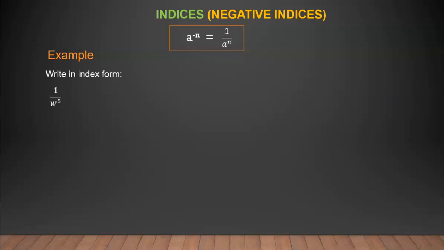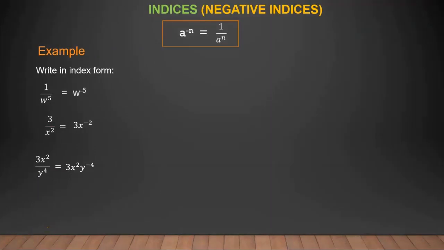We're going to write these fractions into index form. 1 over w to the fifth can be written down as w to the negative 5. If you have 3 over x squared, and you want to write it in index form instead of a fraction, the x squared goes to the top and it becomes negative. So we will have 3x to the negative 2. If you have 3x squared over y to the fourth, only y is in the denominator. When we change that to the top, it becomes negative. So we will have 3x squared y to the negative 4.